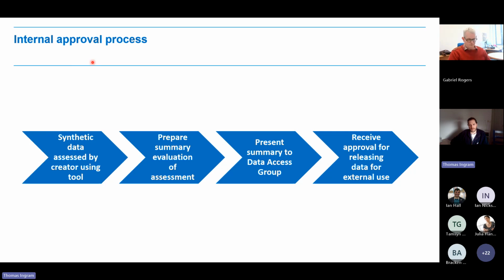We prepare a summary together. We then bring that to the data access group, and in that summary, we recommend whether the data should be shared. Present it to the data access group, and this is a key point as well, is that this work is clearly quite technical. There's lots of performance metrics there that actually require understanding before you can make an informed decision about whether data should be shared.